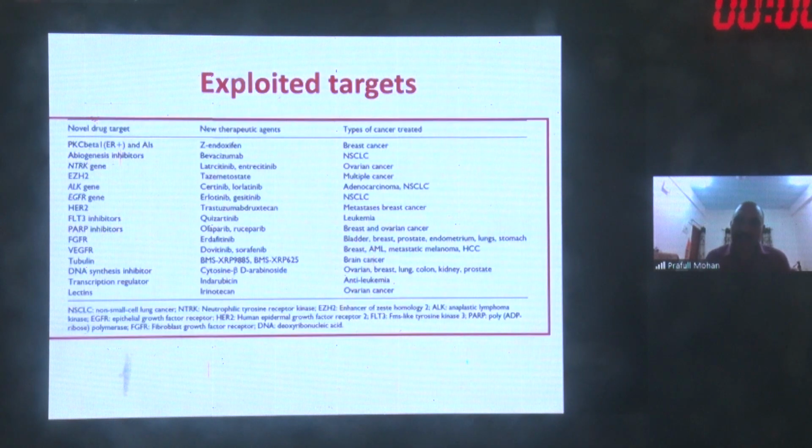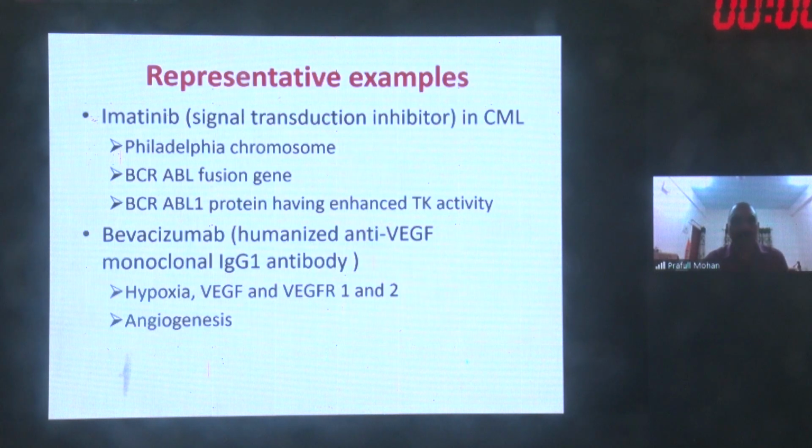So some of the targets have already been exploited. There are drugs, already targeted drugs in the market, being used clinically. We'll talk about some of them so as to understand how the targeting goes around. If we understand how we came here, it will be easy for us to understand how to go ahead. So I'll just talk about 3 representative examples of those targeted therapies which are already there in the market. We all know about them, but just to put the entire talk in context.